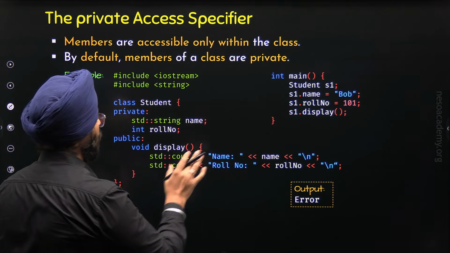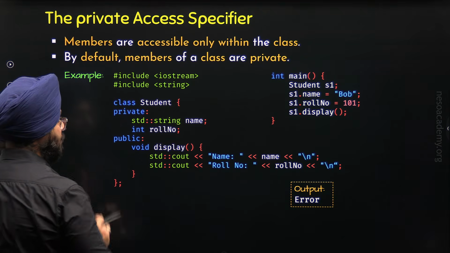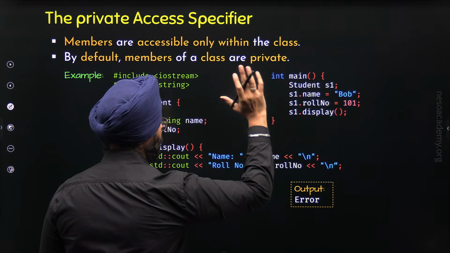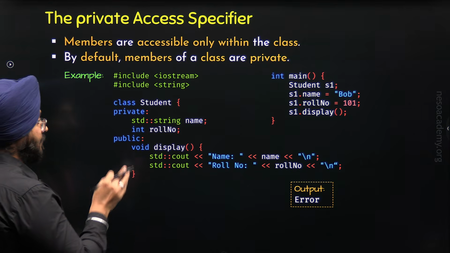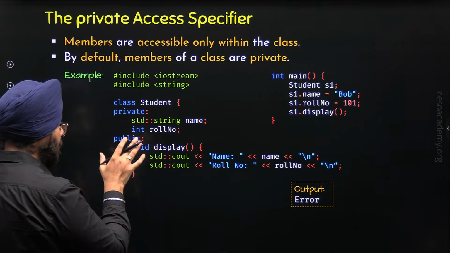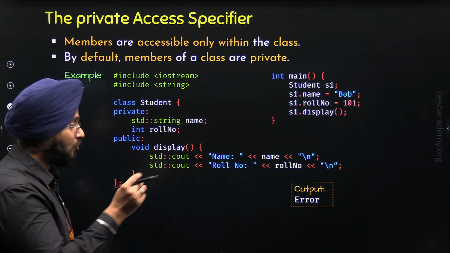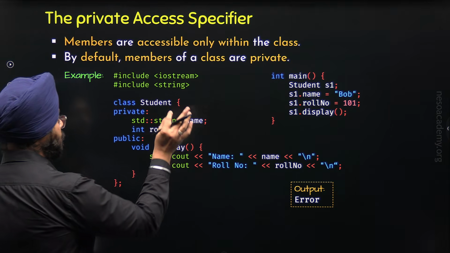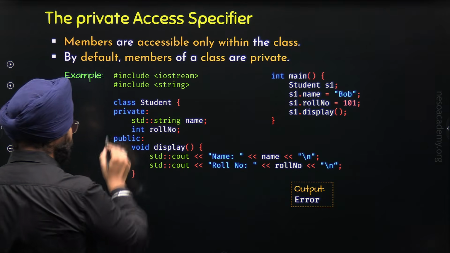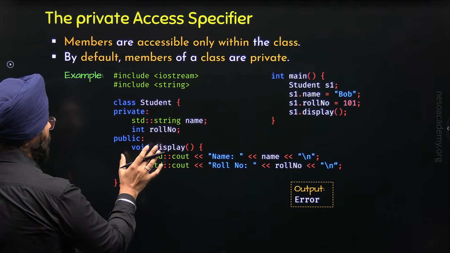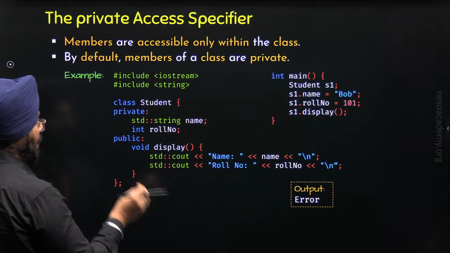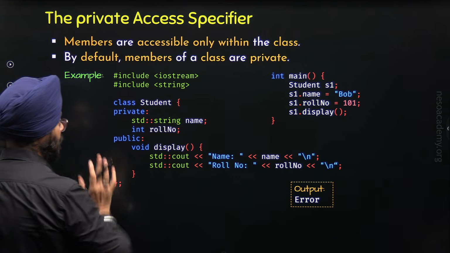Now, what if we want to provide values to these members via the S1 object and that too from the main function? This can be done by creating a member function, that too a public member function, and through that member function we can provide values to these private members. These private members are accessible within this class. Therefore, we can create a public member function, and through that member function we can provide values to these variables.